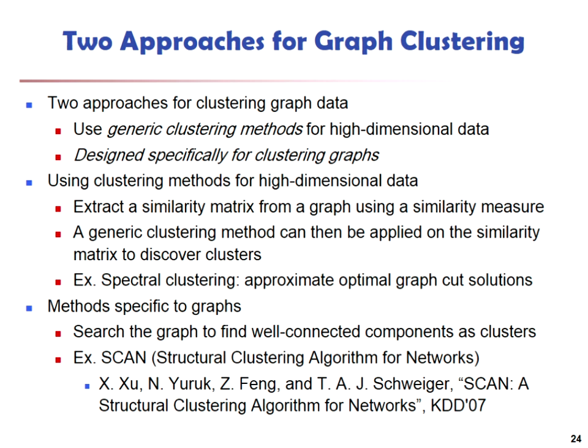The second type of approach for graph clustering is the methods specific to graphs. In this case, we search the graph to find well-connected components as clusters. For example, SCAN is a specific method for graph clustering. SCAN is the abbreviation of Structural Clustering Algorithm for Networks.